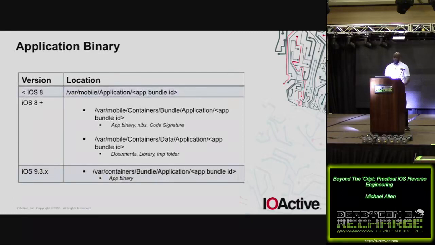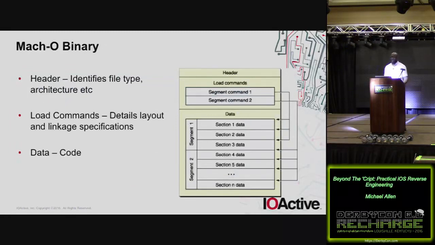All right, so of course, if you're going to do any assessments on the application binary, you need to know where it is, right? Prior to iOS 8, it was in var mobile applications, and then iOS 8 and beyond, they split it. So now the application binary is at one location, and the data that the binary uses is at another location. And then in iOS 9.3.x, I realized that now the app binary is in var containers bundle application bundle ID. Just something to note.